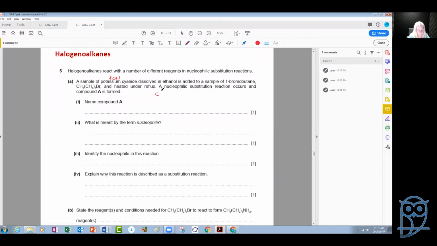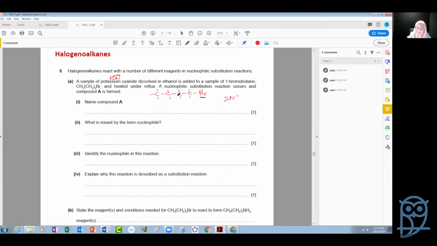Butane, 4 carbons, 1, 2, 3, 4 carbons, and bromine there at the end. All the others will be hydrogens. Okay, so this would be the molecule. After the substitution, this bromine atom will be replaced with this part here, the cyanide ion. So what would be the result?